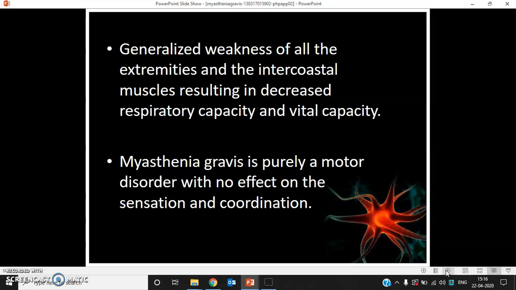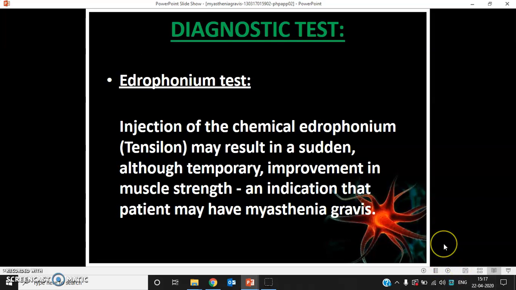Myasthenia gravis is purely a motor disorder with no effect on sensation and coordination. Why is it a motor disorder? Because if you pinpoint your finger on his feet, he will be able to recognize it. If you ask the patient to move forward, definitely the patient will move forward. There will be no signs of impaired coordination. There will be proper coordination for the patient with myasthenia gravis.